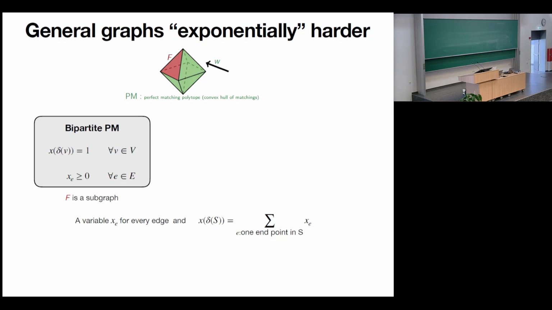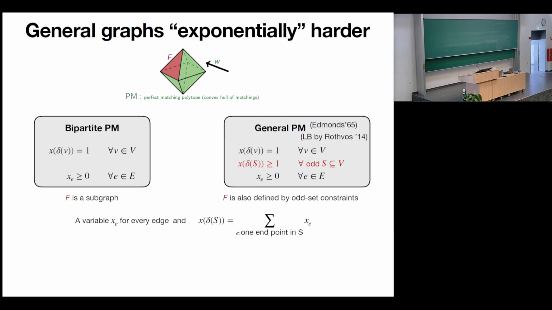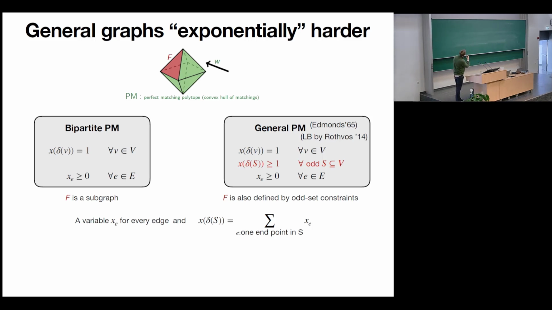Unfortunately, for general graphs, the convex hull is much, much more complex. So I said exponentially harder. Well, what is needed? This is Edmonds' matching polytope from 1965, and a lower bound by Rothvoss, I think from 2014, shows that this is unavoidable. So if you want to write down the convex hull for perfect matchings in general graphs, you need exponentially many inequalities. Okay, so what does this polytope say?